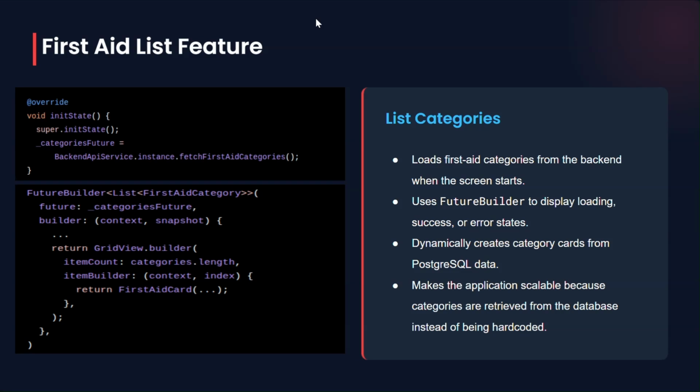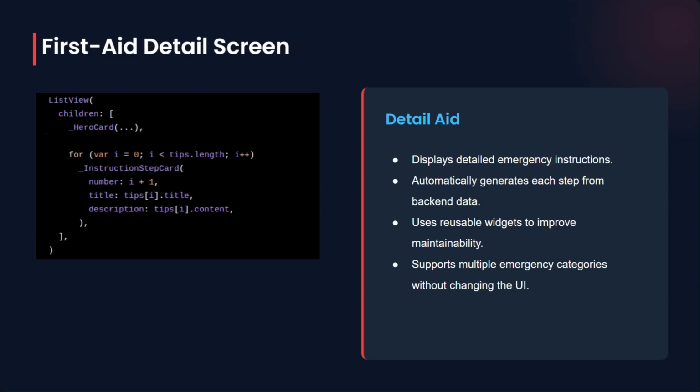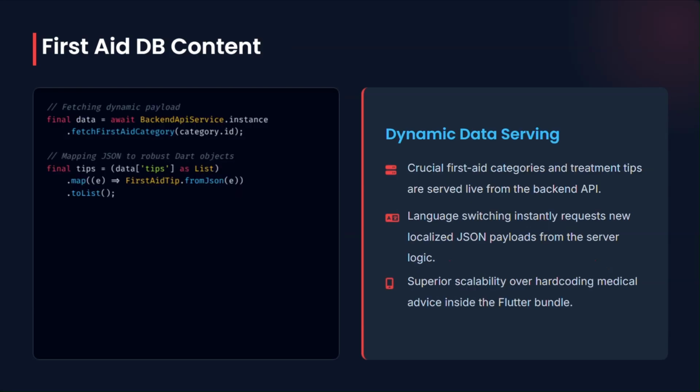This approach allows categories to be added through the backend database without modifying the UI. Next is the first aid detail screen. This screen allows detailed first aid instructions for the selected emergency category. Instead of hard coding each step, the application dynamically generates instruction cards from the backend data. This allows new categories or updated instructions to be added without changing the UI as well.